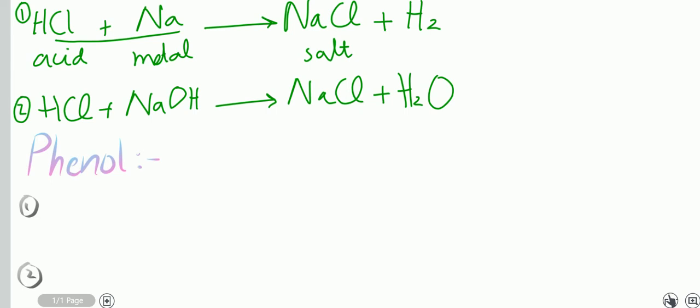So the reactions number 1 and 2 for phenol are going to follow the same pattern as the reactions we did for HCl, right?